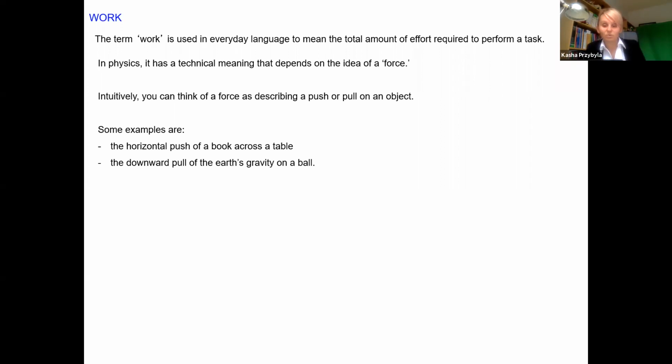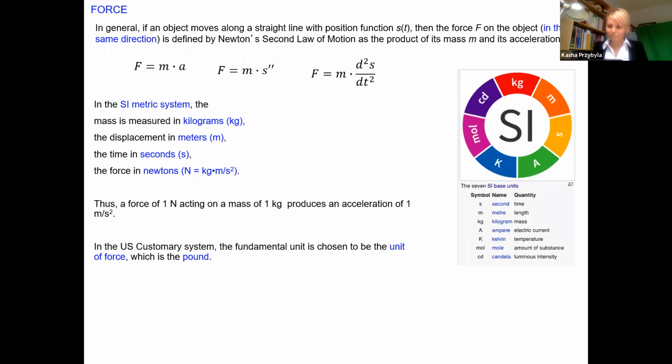Intuitively, you can think of force as describing a push or pull on an object. For example, a horizontal push of a book across the table, or the downward pull of the Earth's gravity on the ball, and thousands of other examples. Cool. That means now we have a few formulas that maybe you remember from physics. If you didn't have physics, I can explain things.